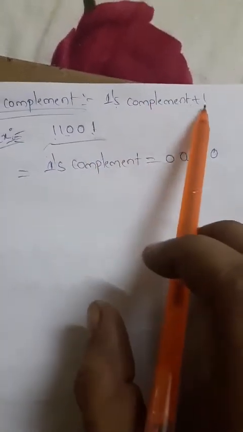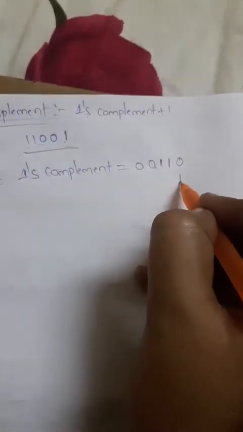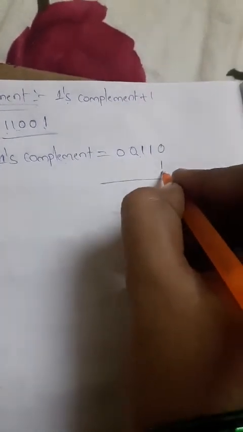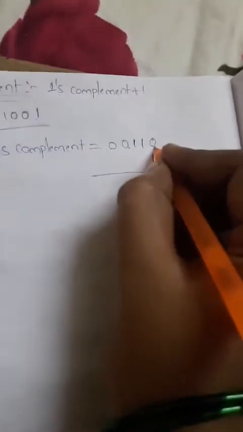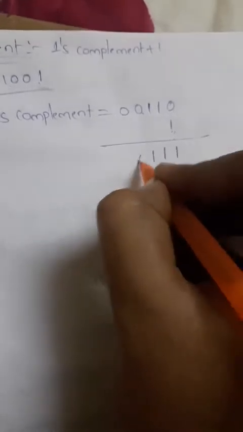So after that, what is the next procedure? Just add 1. Whatever result we get for the 1's complement, that result will be added with 1. That 1 will be added to the LSB bit. Remember the point: where we are adding this 1, it is added to the LSB bit. So 0 plus 1 is 1, so 1 1 0 0.